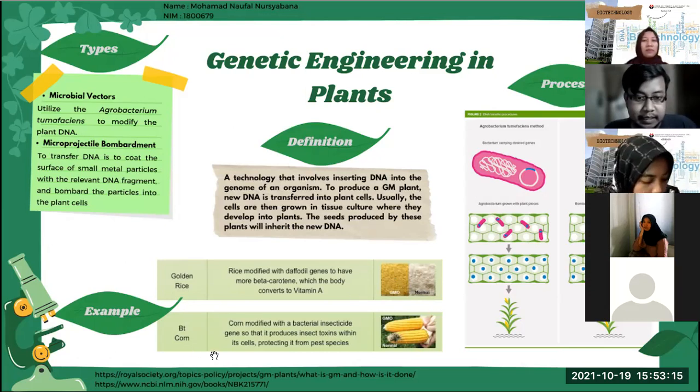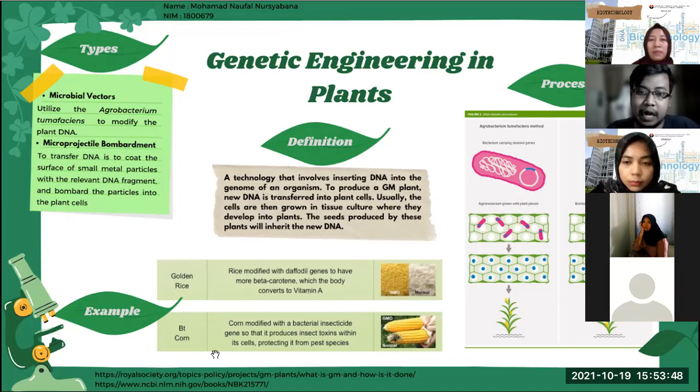The next is Bt corn. It is corn that has been modified with a bacterial insecticide gene so that it produces insect toxin within its cells. So we can say it has inherent protection against pests, so it will stand resilient against pests, helping the farmer yield more crops.